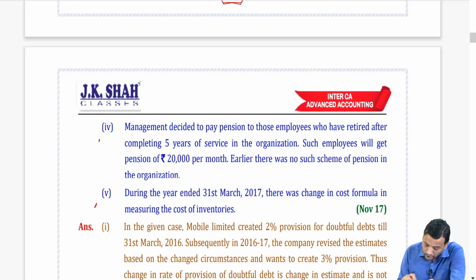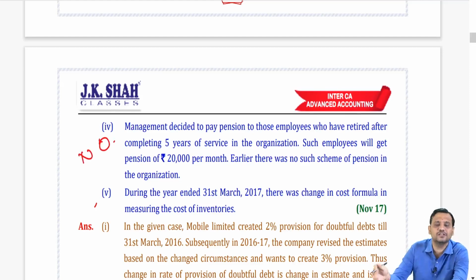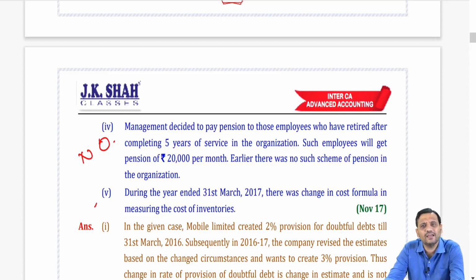Management decide to pay pension to those employees who have retired after completing 5 years of service in the organization. Such employees will get pension of 20,000 per month. Earlier, there was no such scheme of pension in the organization. Of course, sir, this is not a change in accounting policy. Why? An adoption of a new accounting policy for event or transaction which did not occur in the past should not be considered as change in accounting policy.